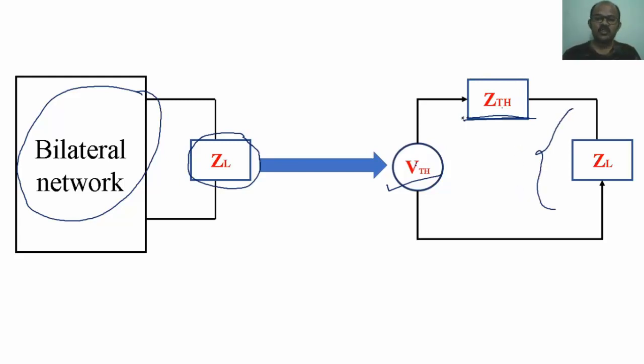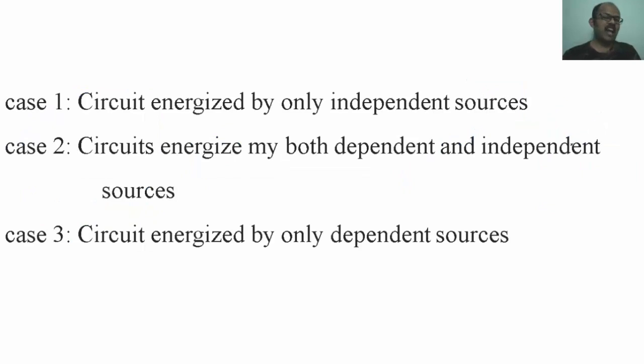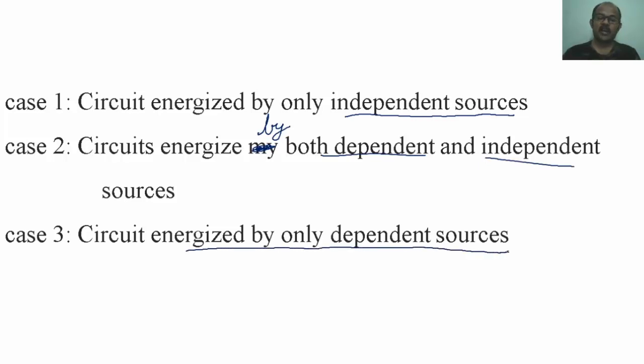Right? So these two things are the static part which is not going to vary. Based on the load you calculate the value of the load current IL or the open circuited voltage. Able to follow? Next we have three cases. The first case is when the circuit is excited by only independent sources, the second case is when the circuit is excited by both dependent and independent sources, very important, and the third case is the circuit energized by only dependent sources.